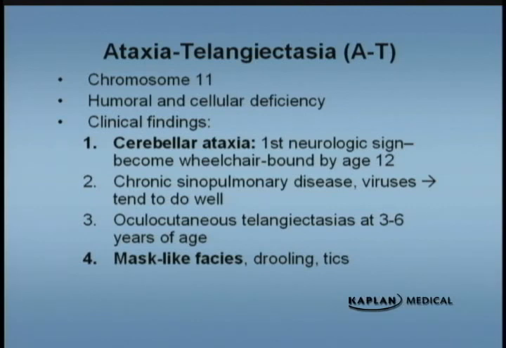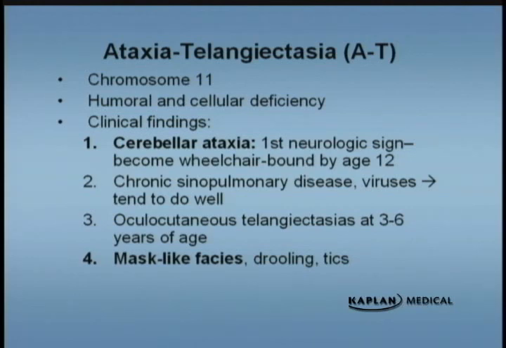Ataxia-telangiectasia, pretty self-explanatory term. Too bad not all diseases are named that way. It's on chromosome 11, and it's a humoral and cellular deficiency. In these patients, one of the first neurologic findings will be a cerebellar ataxia. So look for patients that are having a strange walk or they're starting to fall and get clumsy. And usually by the time they're 12 years of age, they will be wheelchair bound.